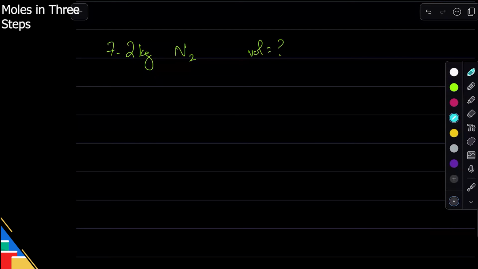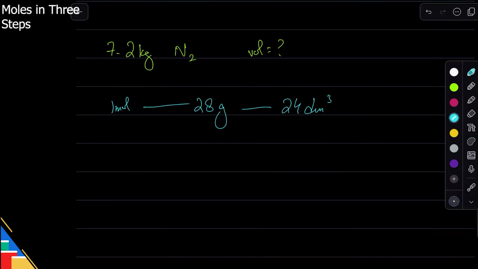Okay. So first, I want to figure out that 1 mole of nitrogen, what is its MR? Nitrogen is N2, 14 times 2. That's 28 grams. And I want to find volume. What is the volume of 1 mole of nitrogen? 1 mole of any gas is 24 dm cube. Okay, I have the ratios.